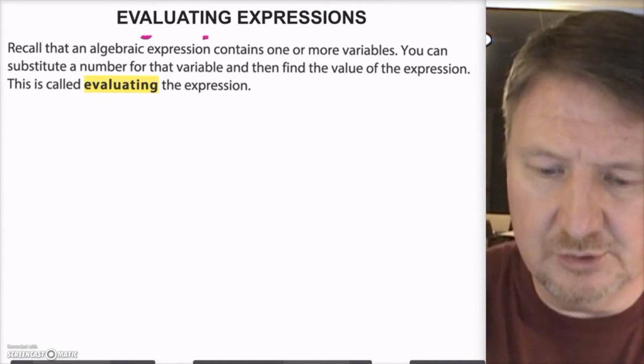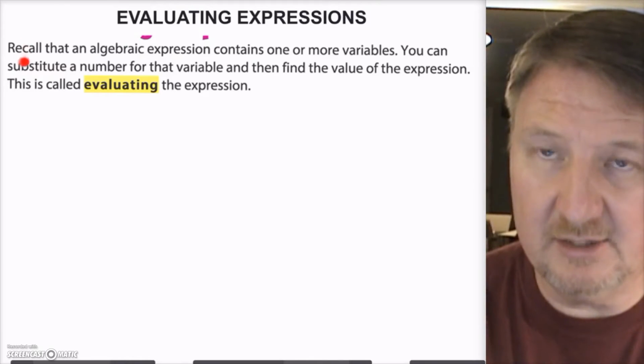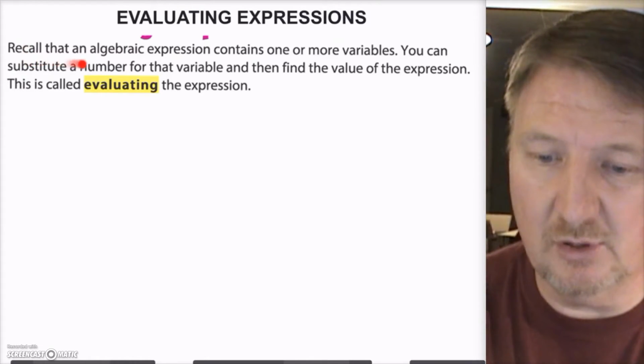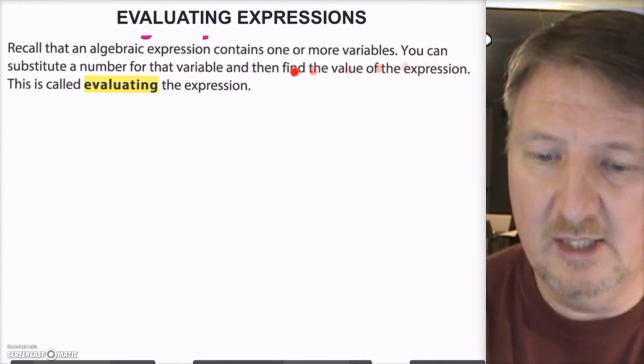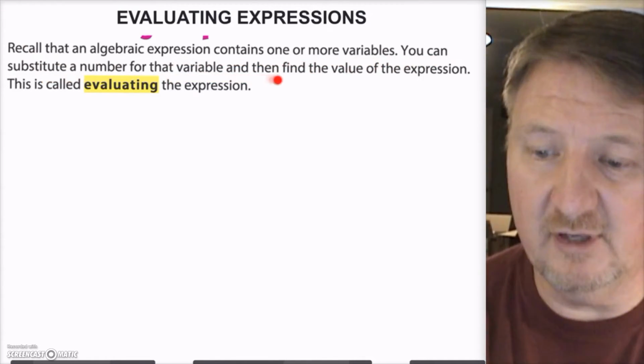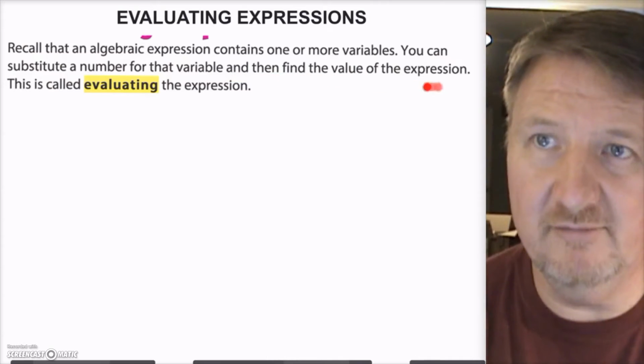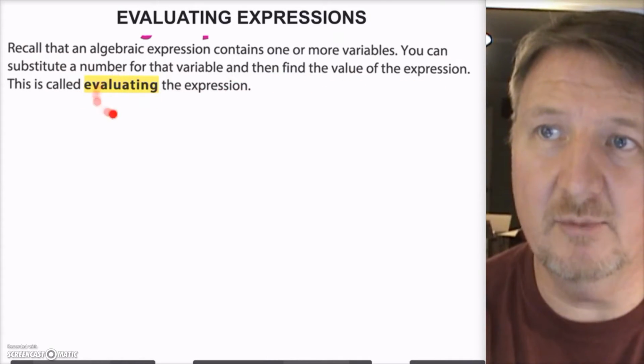So what I want you to start with is think back to the video that we just did. It says, recall that an algebraic expression contains one or more variables. You can substitute a number for that variable and then find the value of the expression. This is called evaluating an expression.